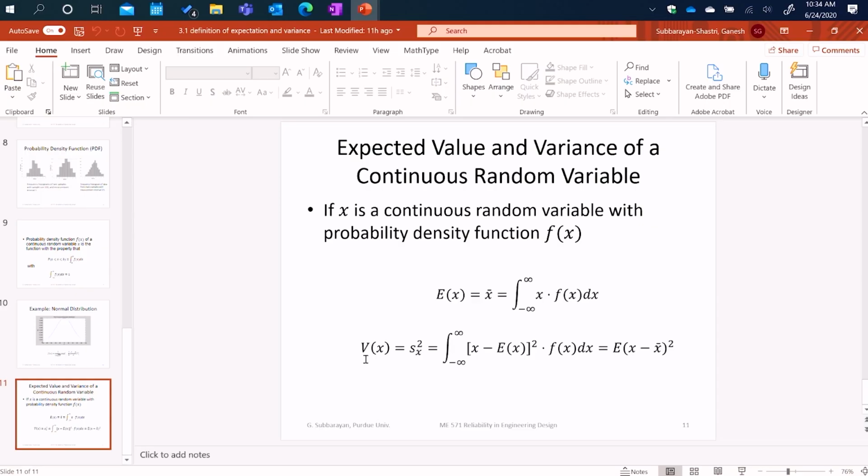And similarly, the variance is the expected value of x minus x bar squared. And the expected value by definition is the quantity times PDF integrated between the limits of minus infinity to plus infinity. And variance is standard deviation squared. S sub x was the sample standard deviation as we defined it. X bar is the mean value as we defined it.